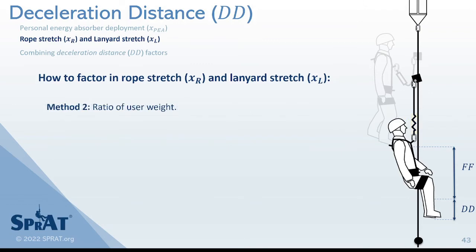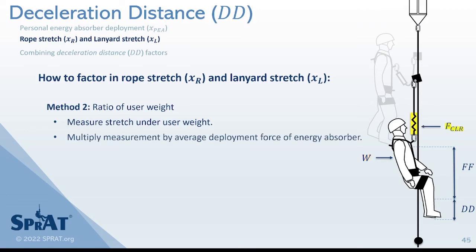In the second method, we can use the user weight to approximate stretch. First, measure the stretch of the system for a given length under the user's weight. Then, multiply that measurement by the average deployment force of the energy absorber or slippage force of the backup device. Dividing that value by the user's weight provides an approximation of rope stretch for a backup system of that given length.